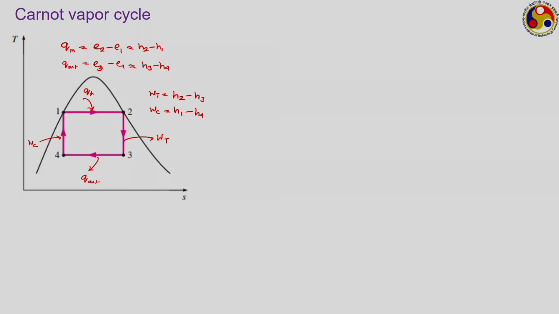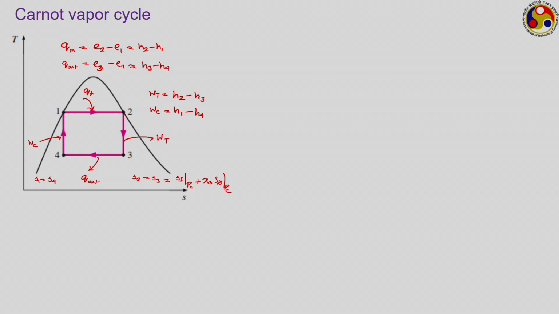And points 3 and 4 also can be easily identified, as these processes are isentropic in nature. So we should have S2 equal to S3, and what should be your S3? We have done this in one of the earlier modules, I am just repeating the same thing. S3 should be equal to SF corresponding to the condensation pressure plus X3 into SFG corresponding to the condensation pressure. The same way we can calculate S4, or X4 I should say, because we know that as the compression process is isentropic, S1 should be equal to S4.